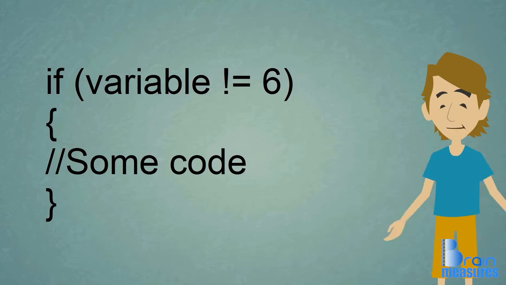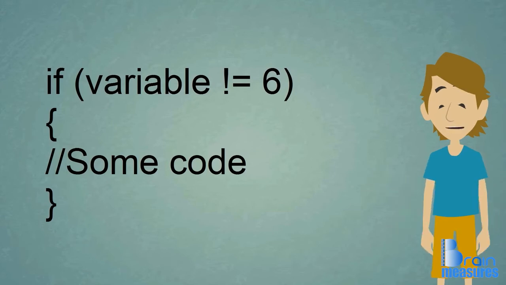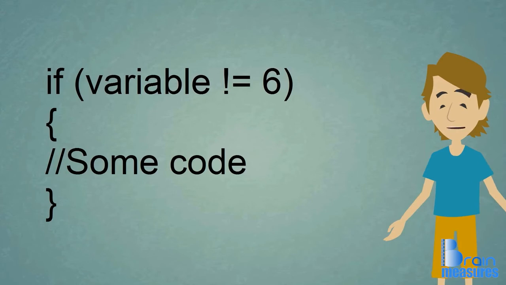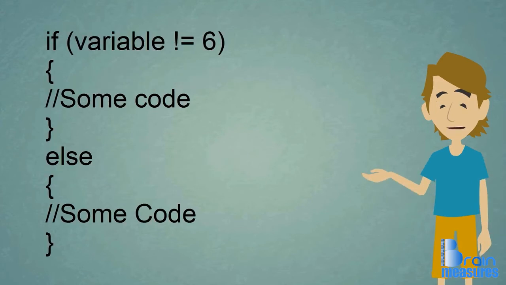For some practice, why don't you write down an else statement so that when variable is equal to 6, the else statement will run. This is what the code should look like. Again, else statements are pretty easy to understand. It looks exactly like an if, except you write the word else.